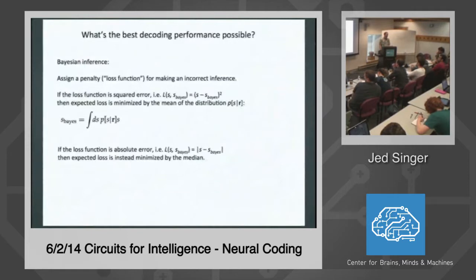So you say, all right, well, I obviously want to infer the stimulus perfectly correctly all the time. But say I'm not going to be able to do that. What's the penalty for being wrong? One common loss function is the squared error, which is just the square of the difference between the actual stimulus and the inferred stimulus.